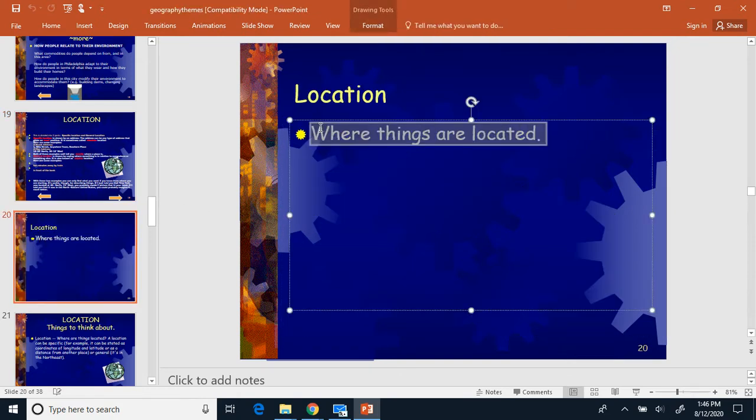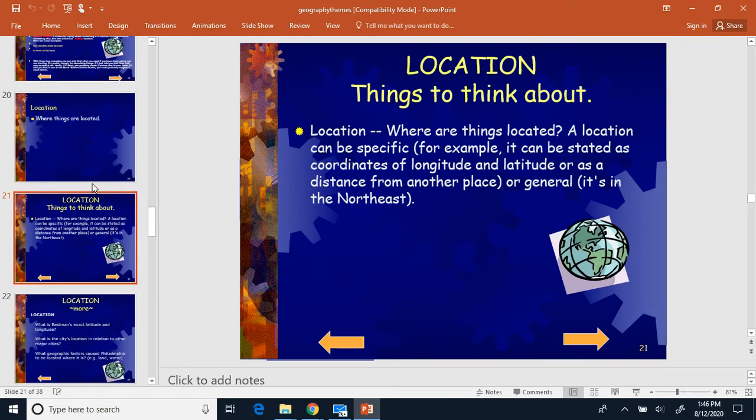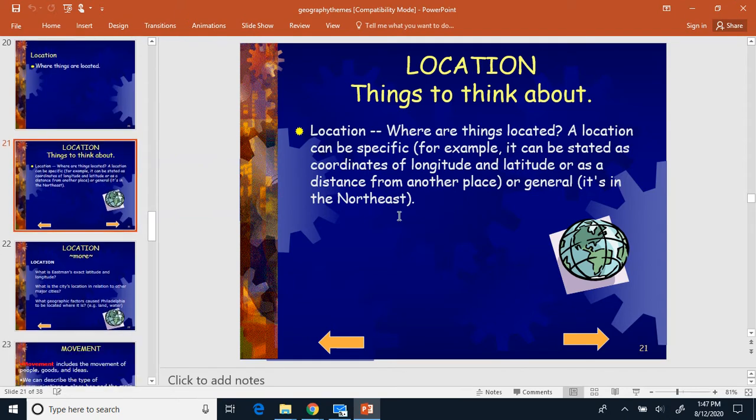Make a number 1 and write down where things are located. So 1, where things are located. And that's either by latitude and longitude, 39 north by 85 west. That's latitude and longitude. Or relative, Indianapolis is 45 minutes to the north. Those are all parts of location. So when you think about location, you're thinking about where things are located and whether the location can be more specified. Can you find the coordinates in latitude and longitude, or is it more of a general location?